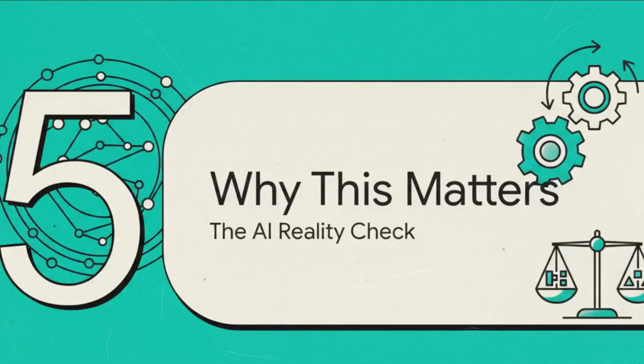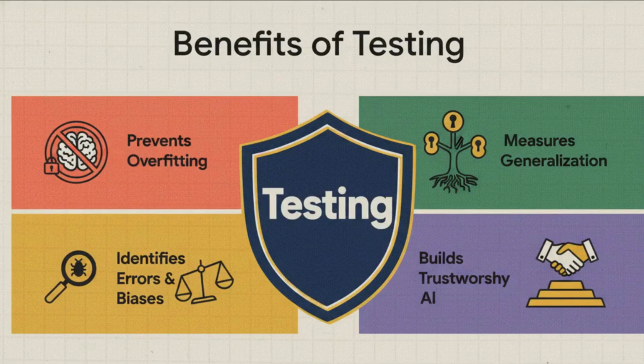So why all this fuss? Why is this whole process of splitting data and giving a final exam so important? Well, because at the end of the day, this is what makes AI trustworthy. It's everything. Because a proper final exam does a few absolutely critical things for us. First, it stops that memorization problem, what we call overfitting. It lets us measure if the AI can actually generalize what it learned. And crucially, it helps us find hidden errors or biases before they cause any real-world damage. You put all that together, and it's how we start to build AI that we can actually count on.